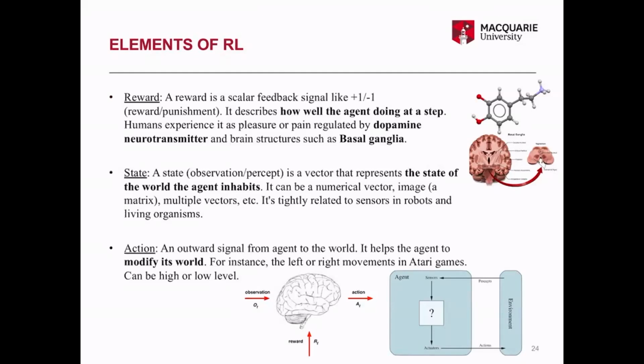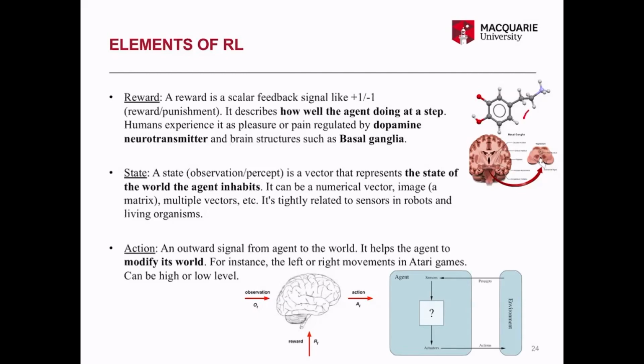So a reward is a scalar. Usually, when you're dealing with reinforcement learning for artificial agents, it's usually a scalar feedback signal like +1 or 0, 1. We'll see more of this later. Or the equivalent of reward and punishment. It describes how well the agent is doing at that particular step or till that particular step. And humans also experience it as pleasure or pain, regulated by two things, at least: dopamine neurotransmitter, and there's this amazing brain structure called basal ganglia.